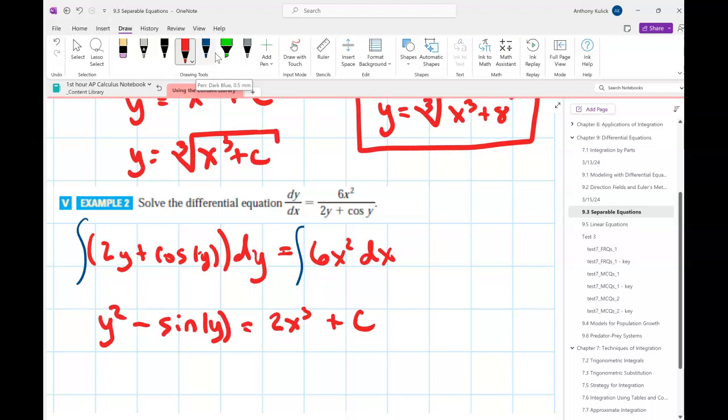Now, am I going to be able to find a closed formula for y here? Will I be able to get y by itself? No. Why not? Because I have the y inside of the sine also, right? So this is as good as I'm going to be able to do. I'm going to stop right here. This is fine.